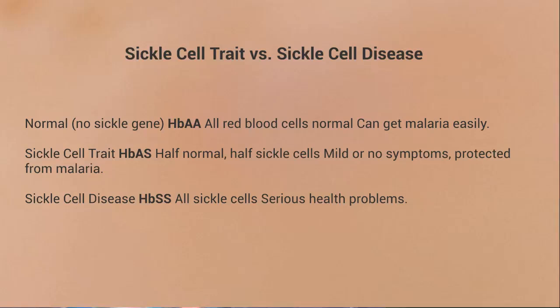Now, problems come up when you have sickle cell disease, and that's HBSS. All sickle cells, so all of your red blood cells are sickle shaped. And that causes serious health problems because that sickle shape is not very good for transporting oxygen or flowing through your arteries and veins and capillaries.